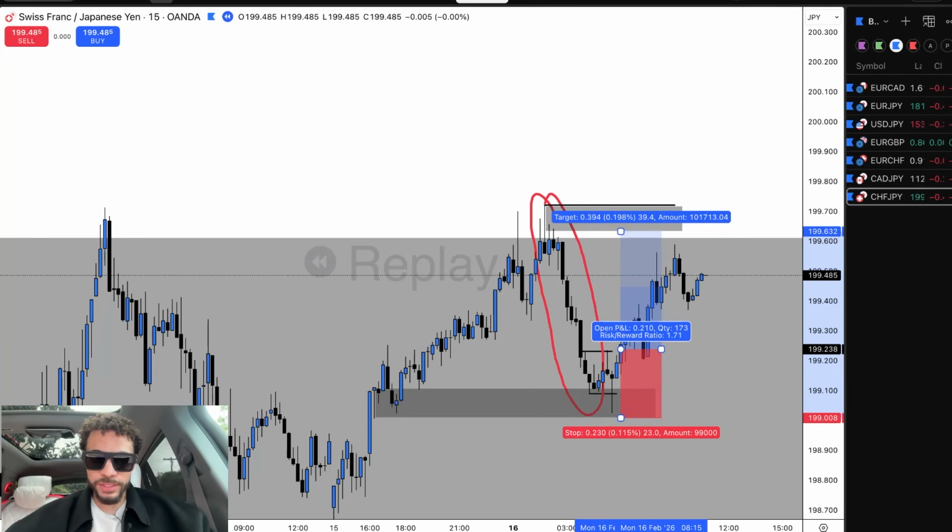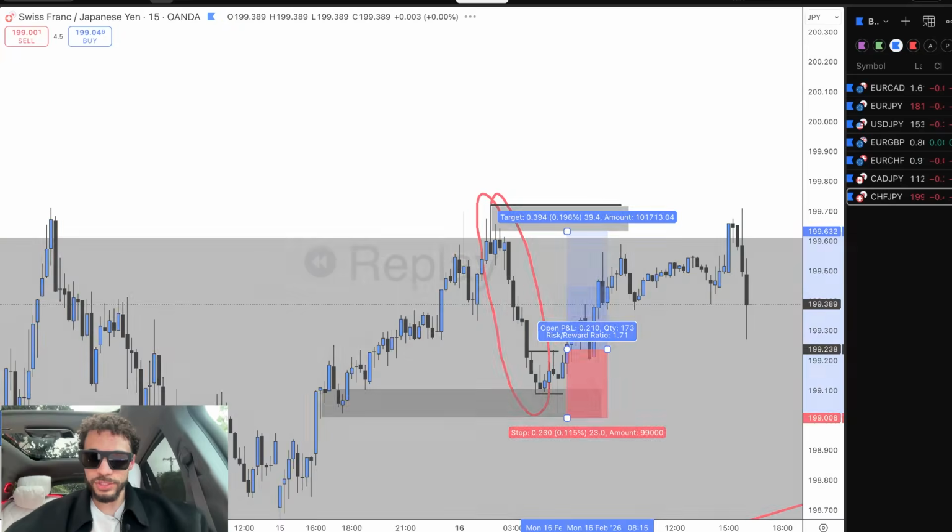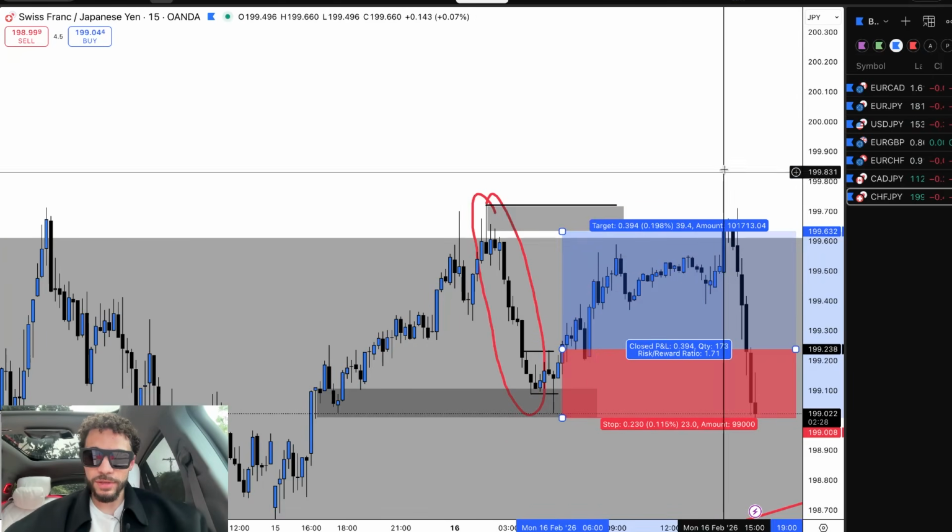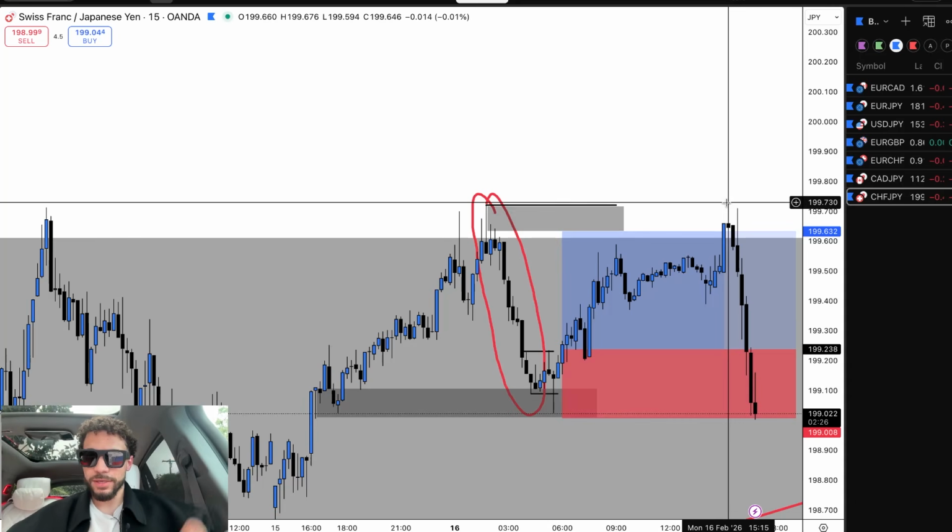Price does its thing. It ranges for a bit. And then literally just a couple minutes ago, we hit take profit. And now it completely rejects. Now let's move on to the other setups for the week, as there's still some great ones.